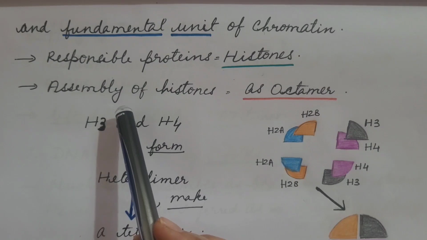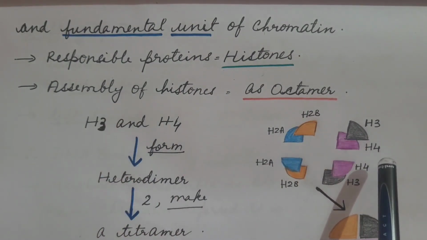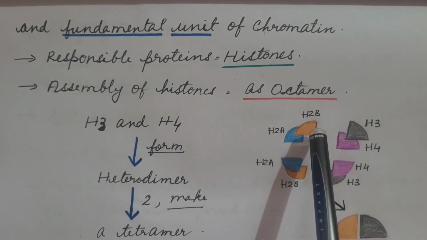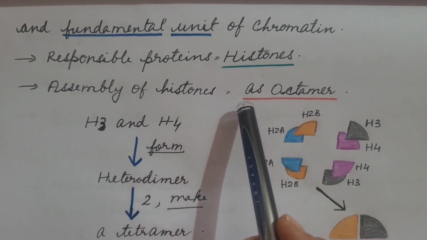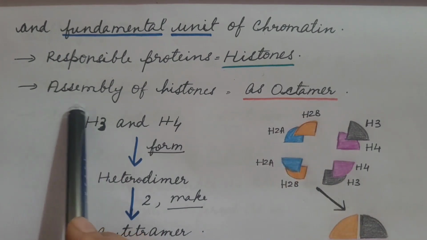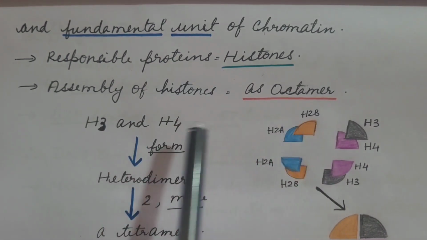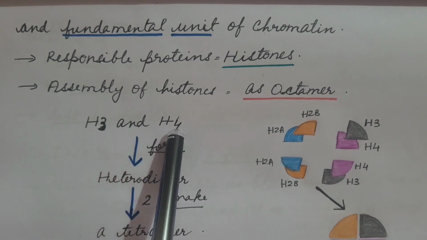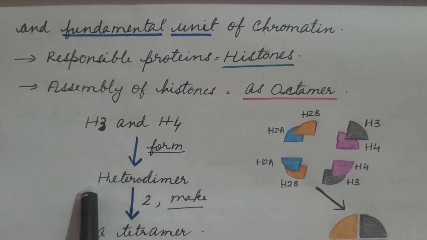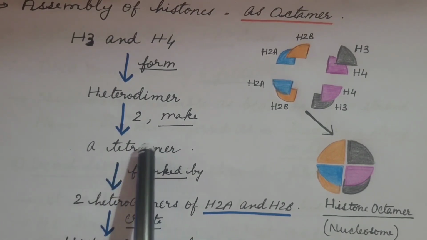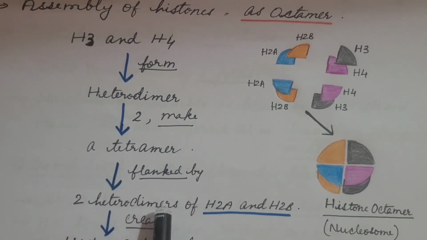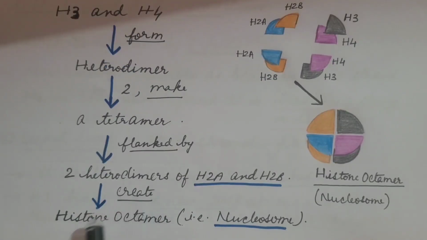4 different types of histone proteins, H3, H4, H2A and H2B, are involved in the formation of nucleosome, that is octamer. So the histones are assembled as octamer. First of all, H3 and H4 histone protein form heterodimer. 2 heterodimers then make a tetramer. This tetramer is flanked by 2 heterodimers of H2A and H2B, and this creates histone octamer, that is nucleosome.